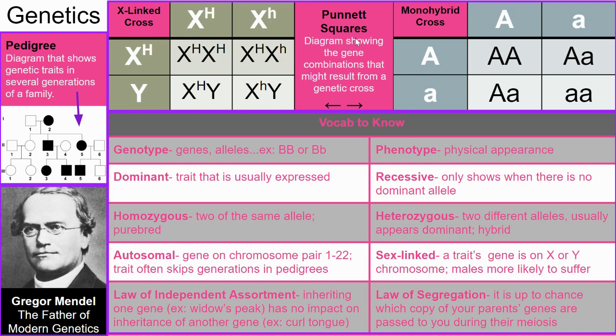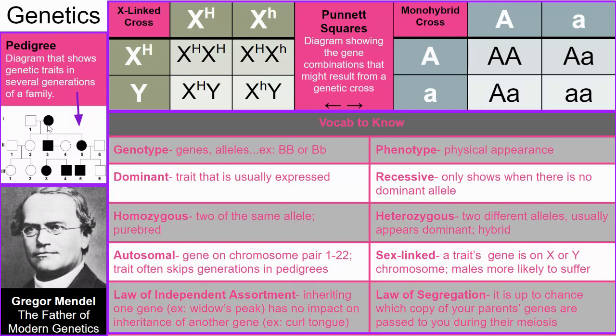But these are two Punnett squares. They can show autosomal traits, ones that are on chromosome pairs 1 through 22, or sex-linked traits, which are on the X or Y 23rd pair chromosome. The last diagram that we kind of mentioned before is pedigrees. These are just diagrams that can show a trait over many different generations.